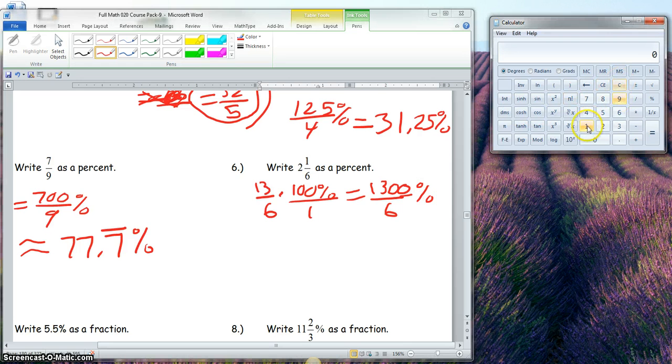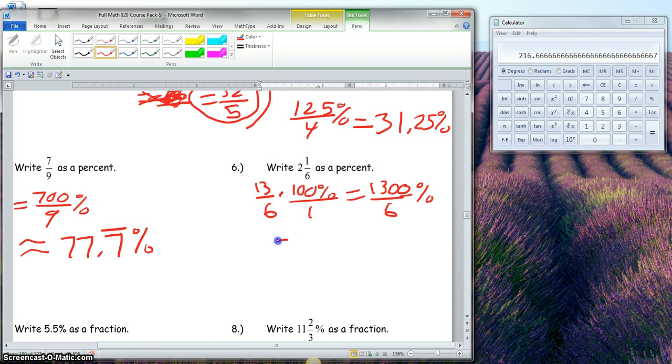So we'll go here to our calculator, take 1300 divided by 6, and that gives us 216.6 with the repeating 6 bar over it, and then that would be percent.